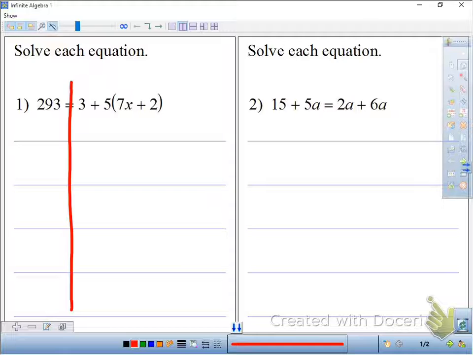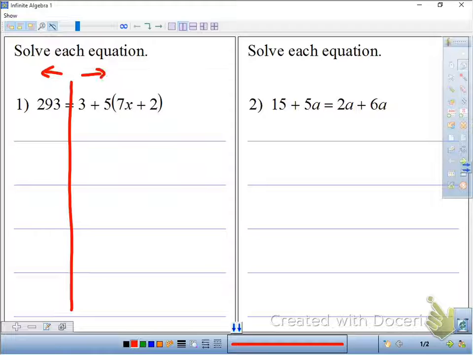And my first goal is to simplify. I'm not even worried about solving yet. I'm just organizing the information. So number one here, on the left side, I see that there's a 293. It's only a single number. There's really nothing to do right there. So I move on, and I look at the right side.